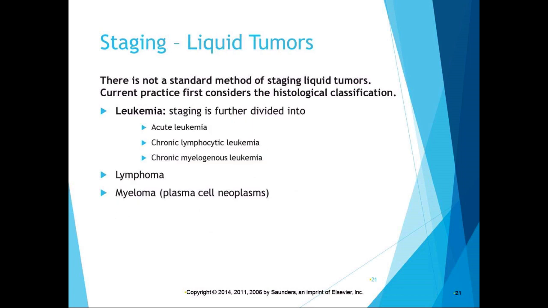For liquid tumors, there's not really a standard method of staging, but they consider the histological classification: leukemia, lymphoma, or myeloma. Leukemia is blood cancer, basically. Lymphoma is lymph cancer, and myeloma is plasma cell cancer. Leukemia is divided into acute leukemia and 2 different types of chronic leukemia. And again, we'll talk more about all 3 of those next quarter.